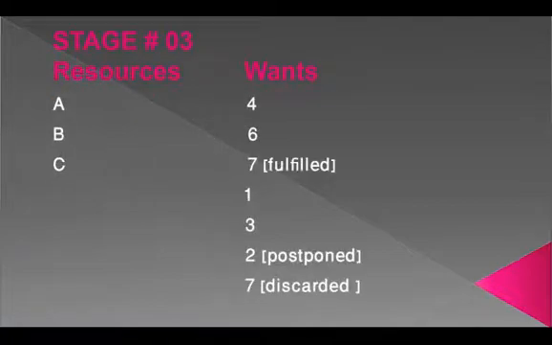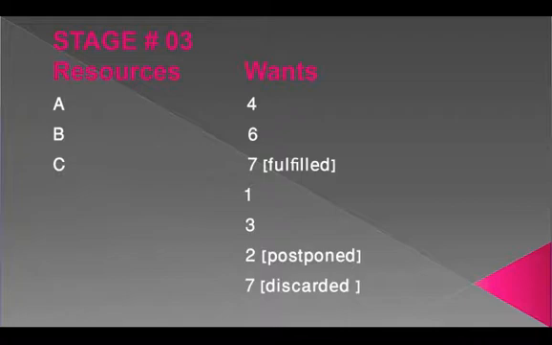Third stage. In third stage, we indicate that important wants are fulfilled by us, less important wants are postponed, and the one which is of no use is discarded. You can see resources remain the same, A, B and C. Want number 4, want number 6 and want number 7 indicate that these are the most pressing, most important wants. So we fulfilled them first.